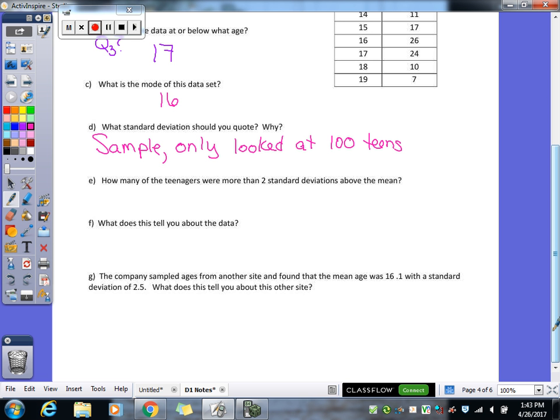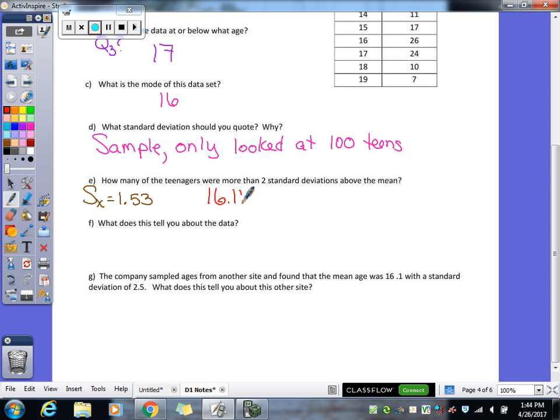So E, how many of the teenagers were more than 2 standard deviations above the mean? First thing let's figure out is what is our standard deviation? So go to your calculator, look up for our SX. What do we get? 1.53. So next thing we have to figure out is, well, what age is 2 standard deviations above the mean?